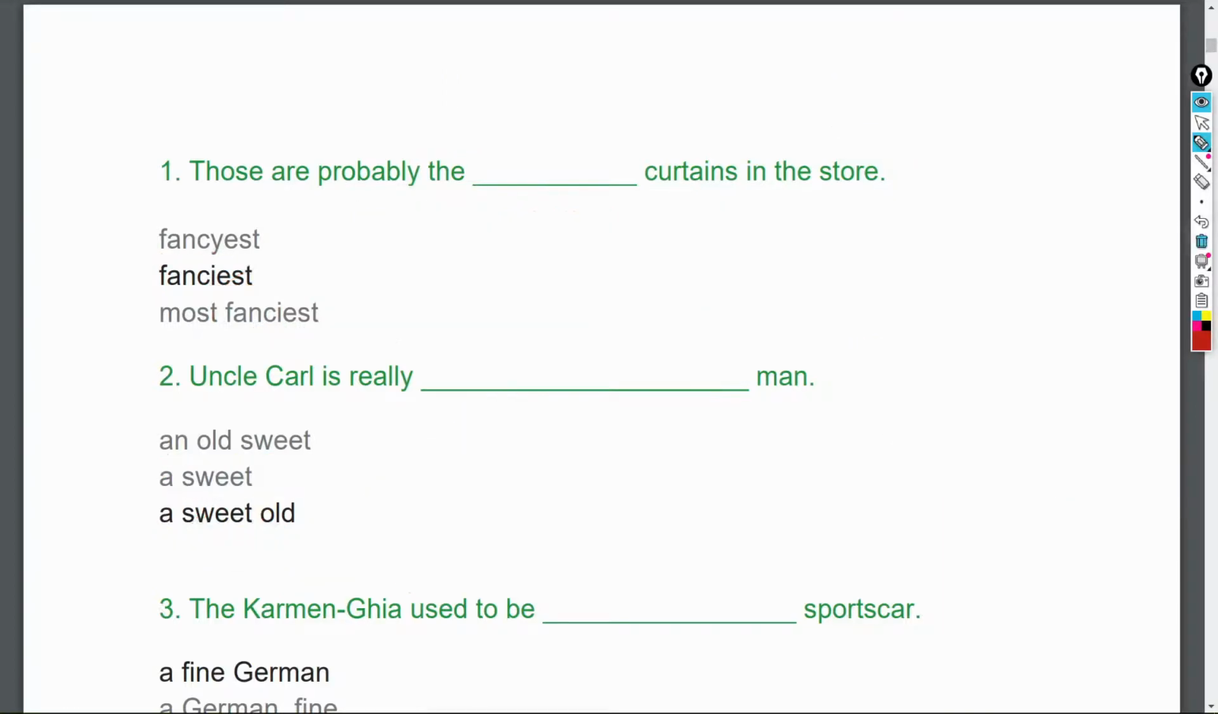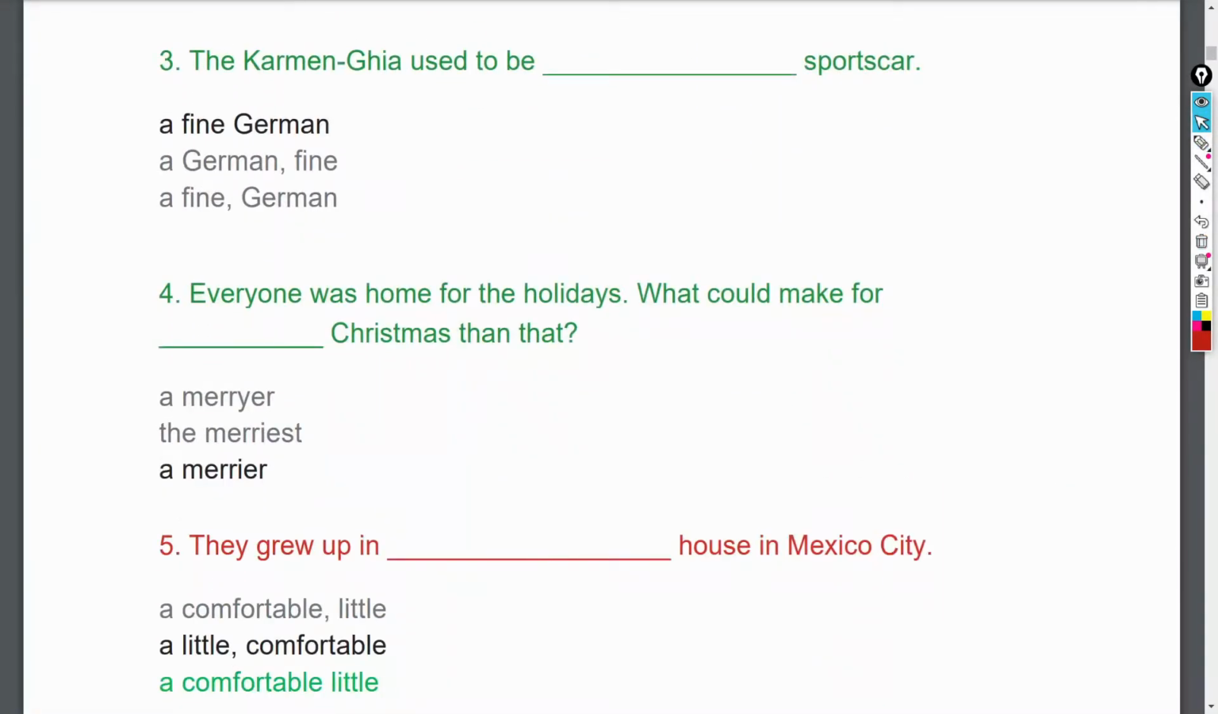Alright, then let us see the next one. Question number 3. Let us go. The Karmann Ghia used to be a dash sports car. Here the answer has 3 options: fine German, German fine, fine comma German. This talks about the sports car, and here you will see fine German. This is cumulative.